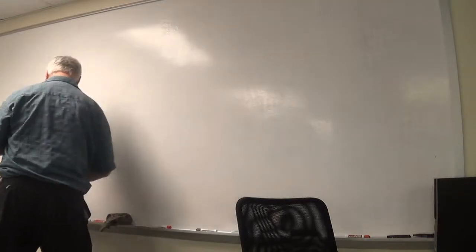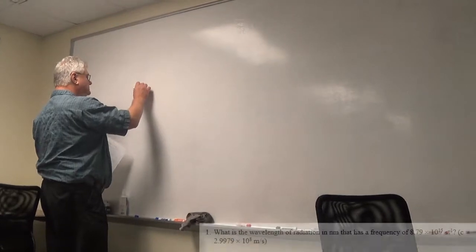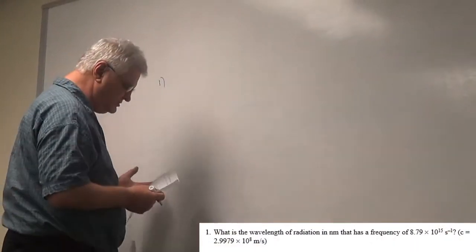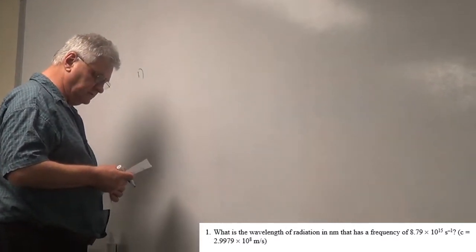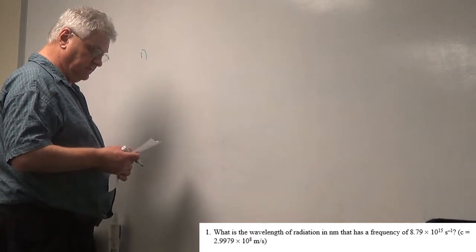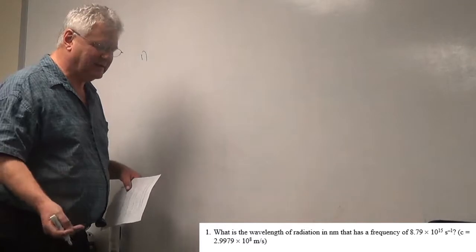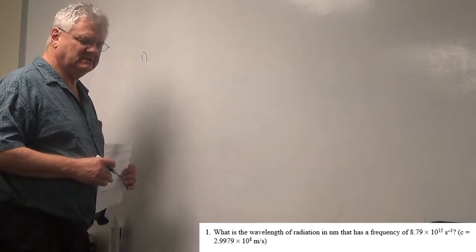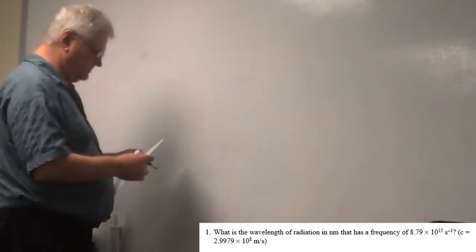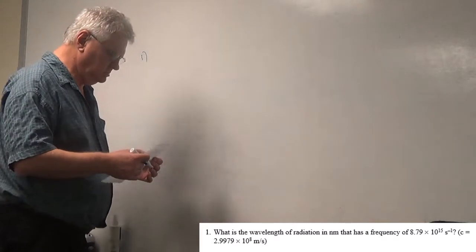All right, practice problem number 1. What is the wavelength of radiation in nanometers that has a frequency of 8.79 times 10 to the 15 reciprocal seconds? And for frequency, sometimes they put cycles per second, and other times they just put 1 over seconds, which is called reciprocal seconds, because the cycle is kind of assumed.